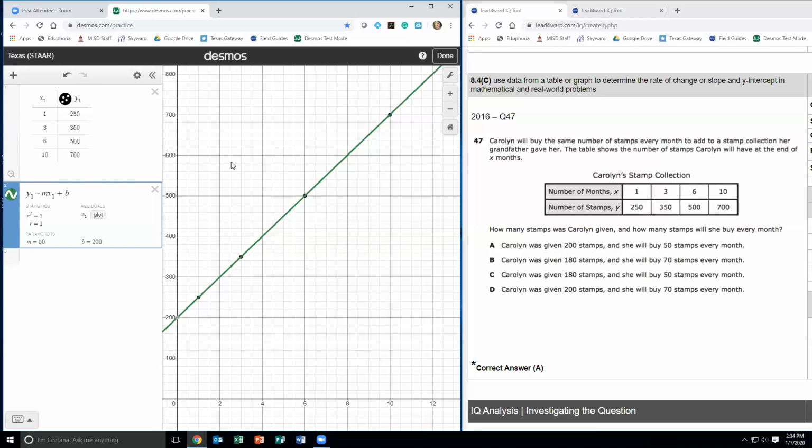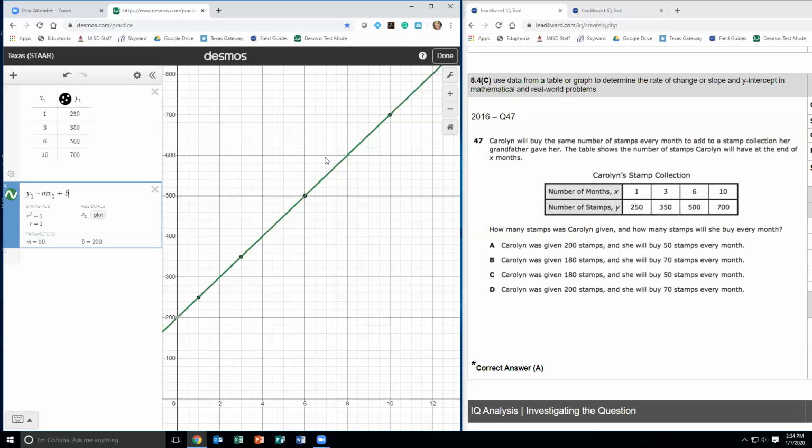This would also work for the scatter plot questions. It doesn't necessarily ask you to find the slope and y-intercept for scatter plots, but what it does have you do is find a prediction a lot of times. So let's just say, I know it doesn't in this case, but what if this question asked, using the information, approximately how many would Carolyn have at 8 months? Which is what the scatter plot questions ask.